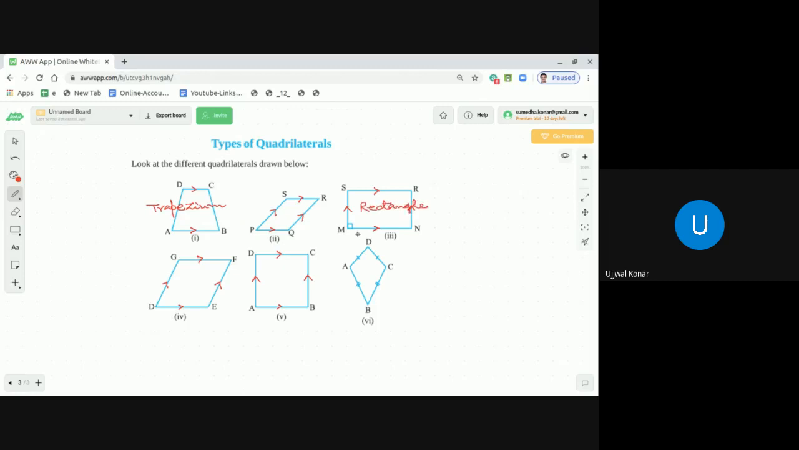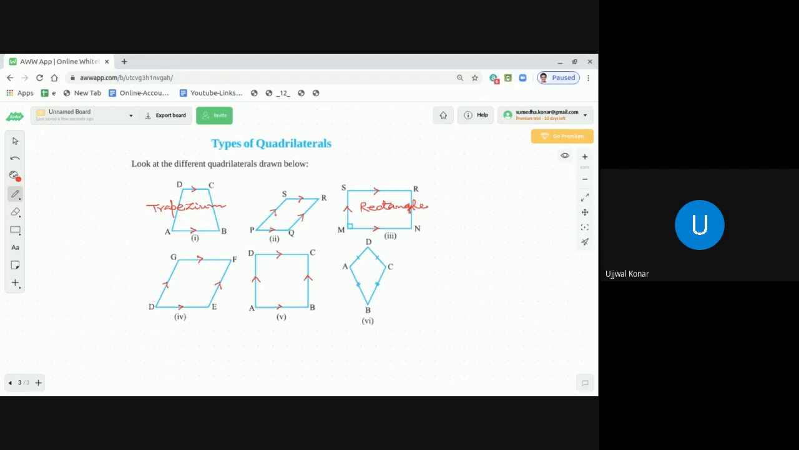Any doubt at any point of time, never hesitate to let me know, dear students. I repeat, the definition of a rectangle is that it is a parallelogram with a right angle. For example, here one angle M is a right angle, hence it is a rectangle.